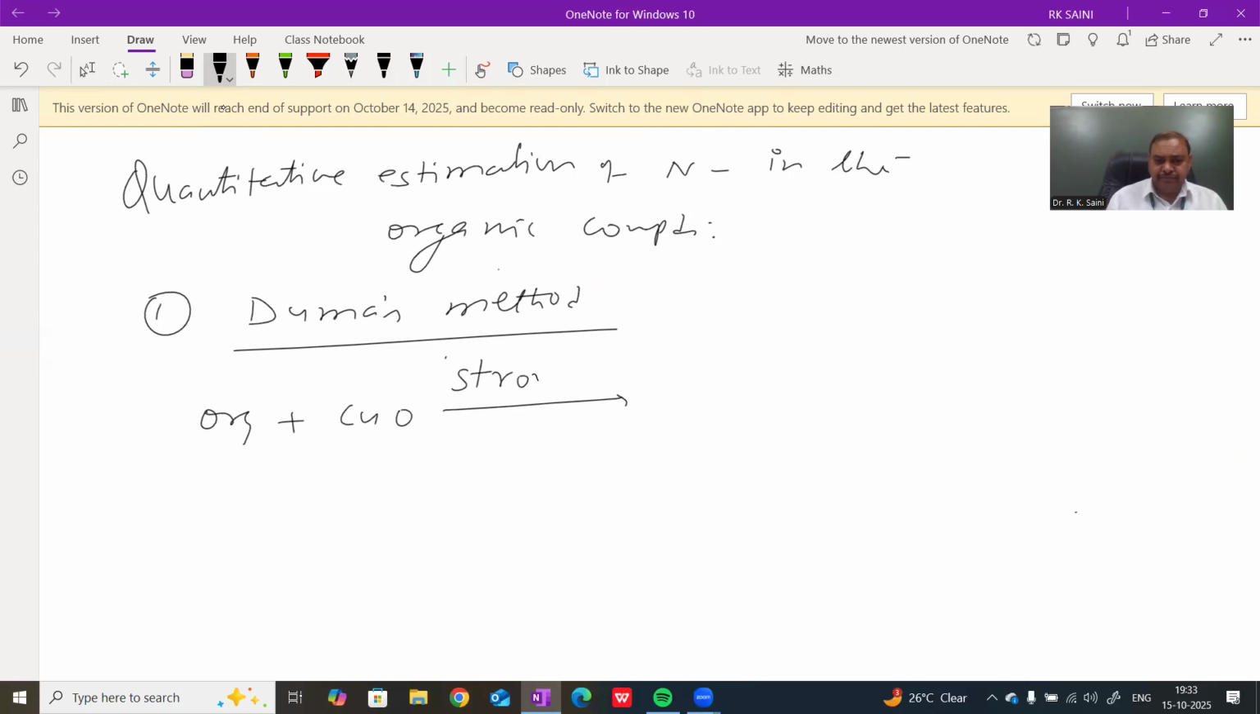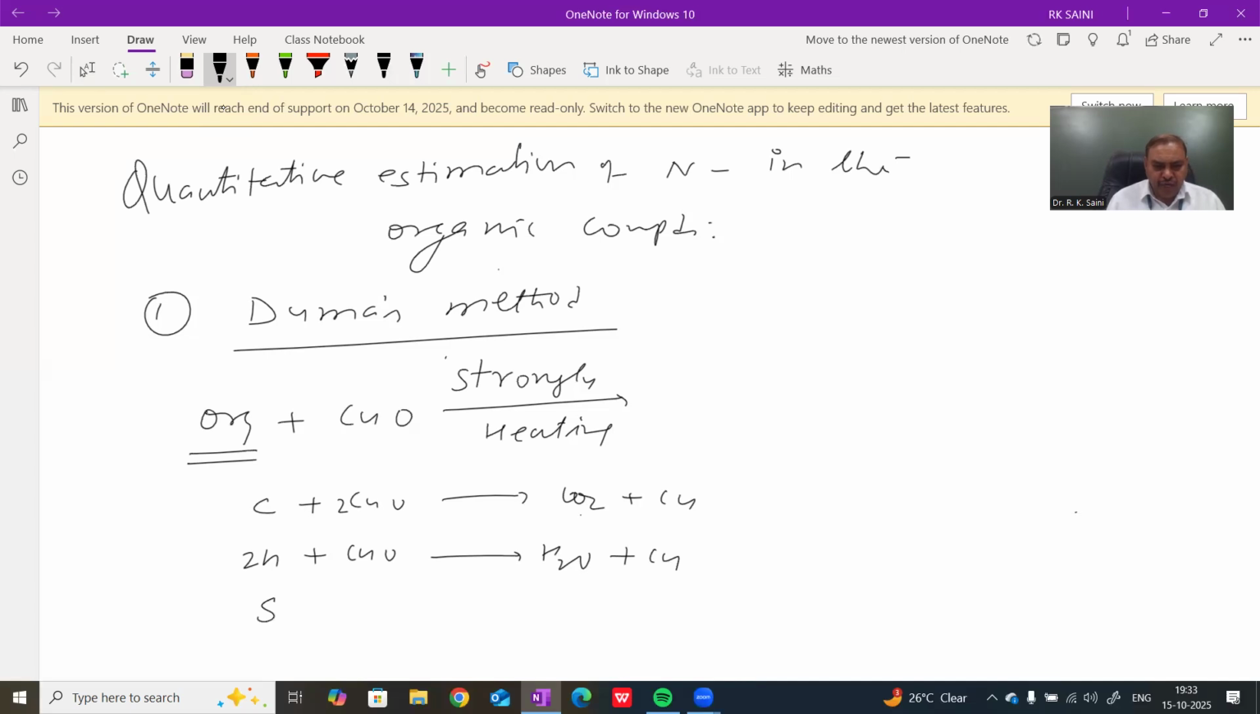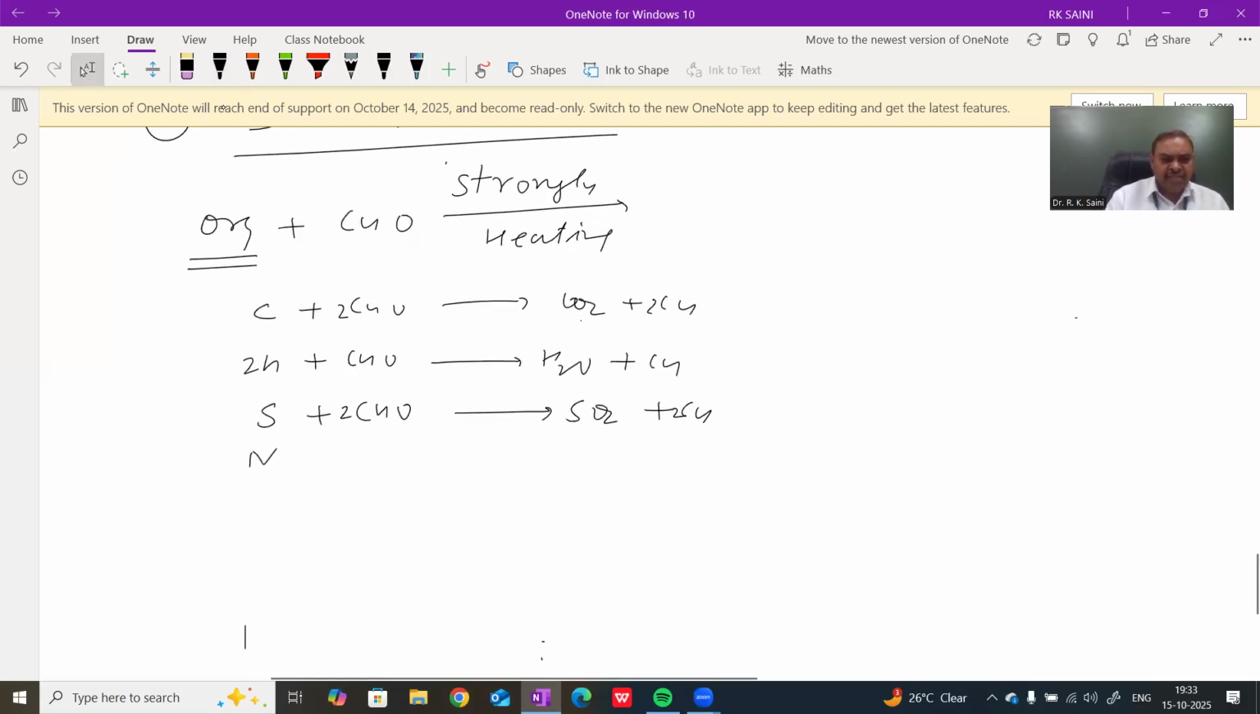Their carbon changes into CO2. The organic compound contains carbon, and their carbon changes into CO2. Their hydrogen changes into H2O. Their sulfur, if the organic compound contains sulfur, changes into SO2. And their nitrogen, if nitrogen is there, changes into nitrogen gas.